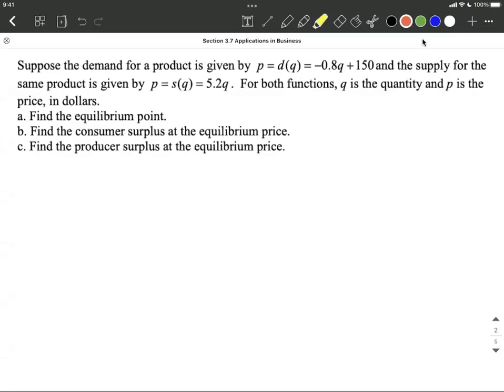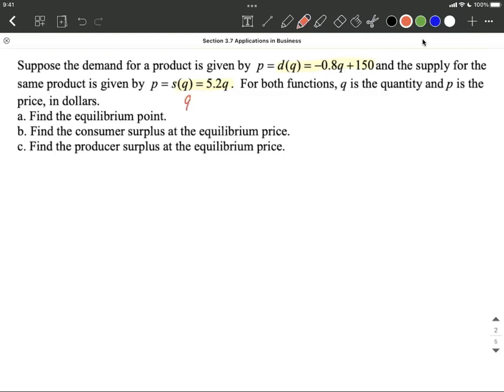Okay, on this example, we're given a demand function, a supply function, and we're looking to answer some questions. First, the equilibrium point, then we're going to compute the consumer surplus, and finally the producer surplus. So let's get started with finding the equilibrium point. So this is going to be an ordered pair.